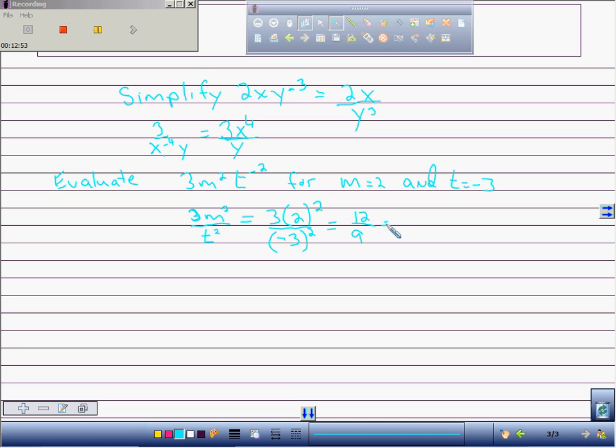And then this reduces. What number goes into both 12 and 9? 3 goes into 12 four times, and 3 goes into 9 three times. So 4 over 3 would be your final answer. And if you want to change it into 1 1/3, that's good too.